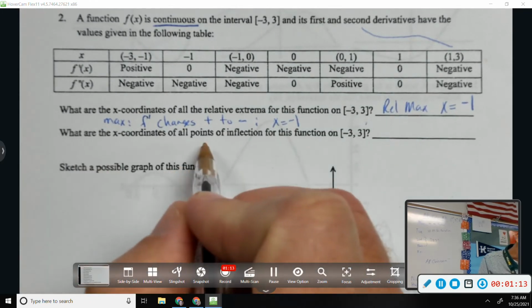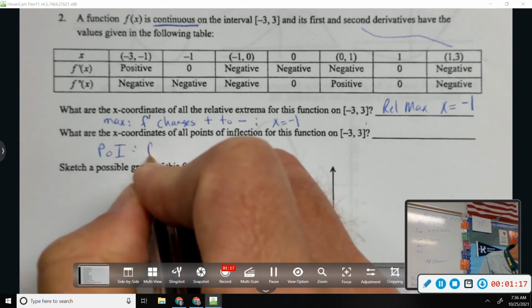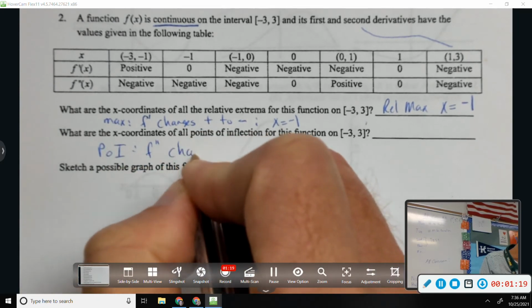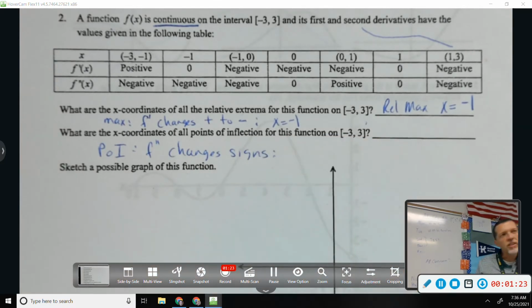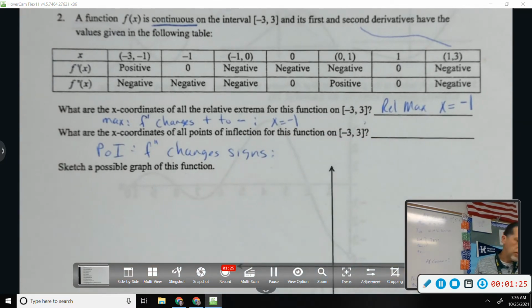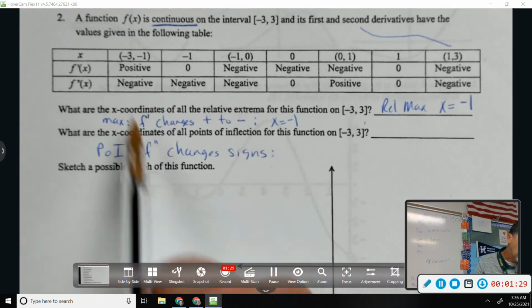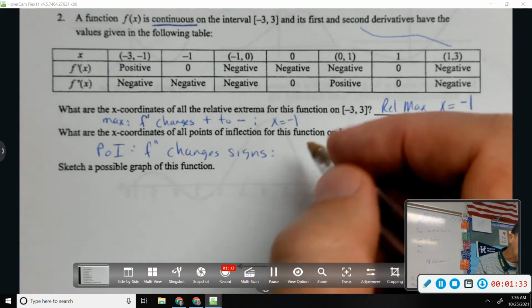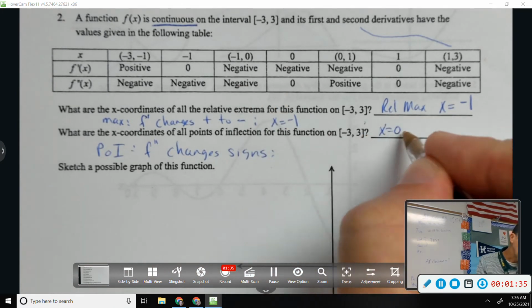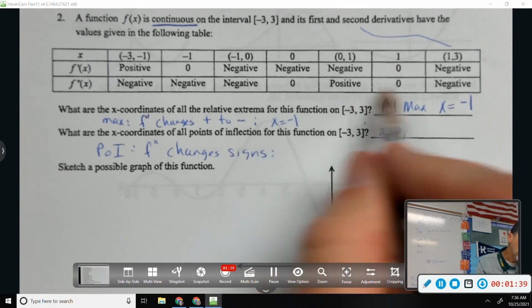What are the x-coordinates for all the points of inflection? Well, a point of inflection is where f double prime changes signs. It doesn't matter which direction it changes, positive to negative or negative to positive. So the second derivative changes at x equals 0, negative to positive, and x equals 1, positive to negative.